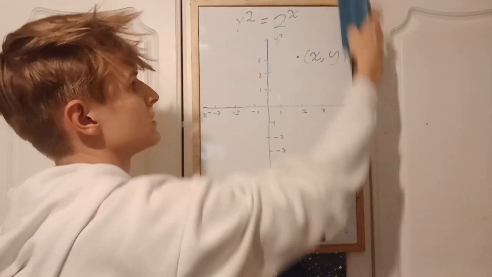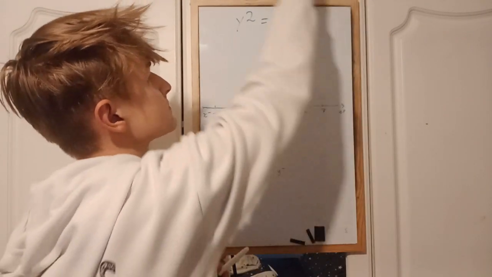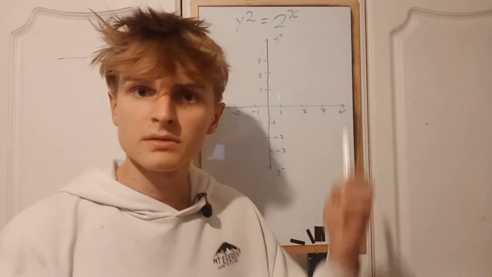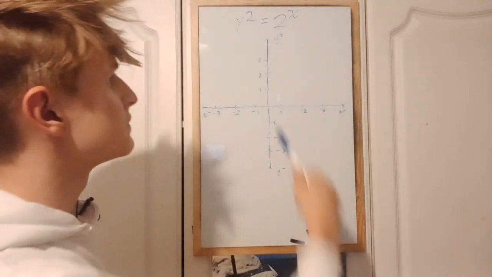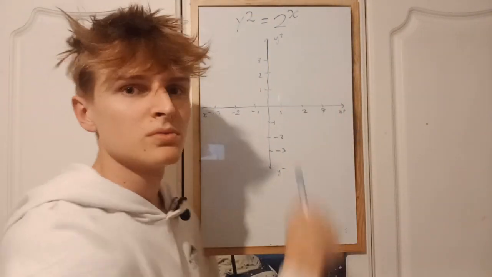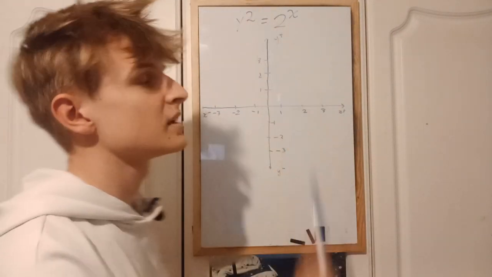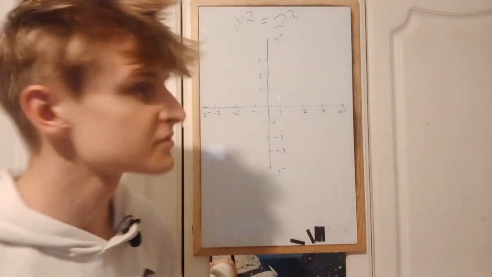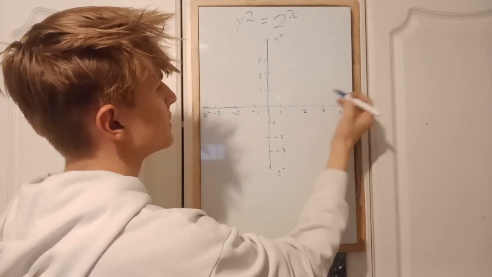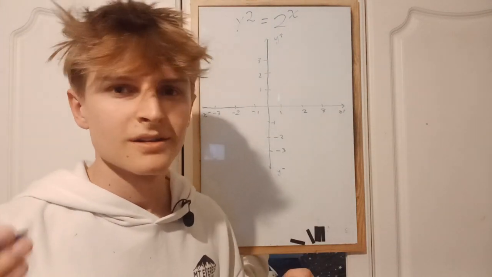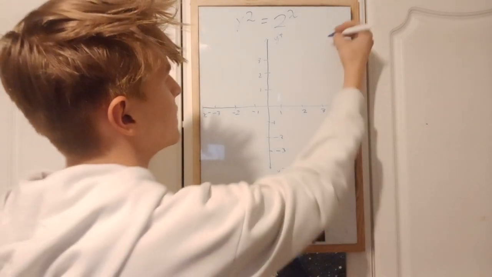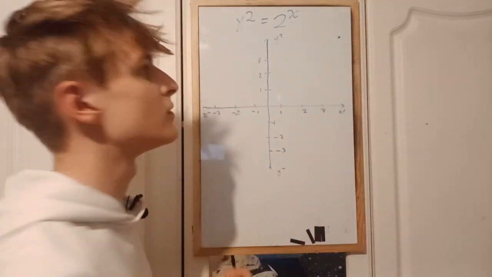I'm going to rub this out if you guys don't mind. Now how we're going to represent this on the xy plane is very simple. We look for all the points that have coordinates x, y that satisfy this equation. What I mean by that is, for example, consider the point x equals 4 and y equals 4, which would be somewhere around here.